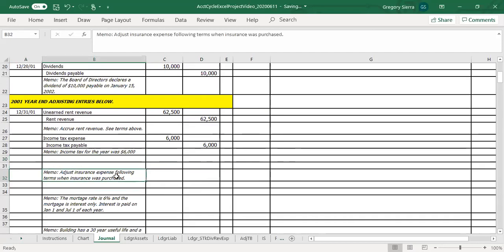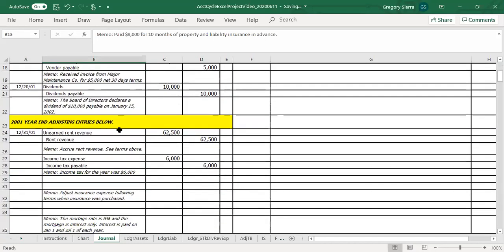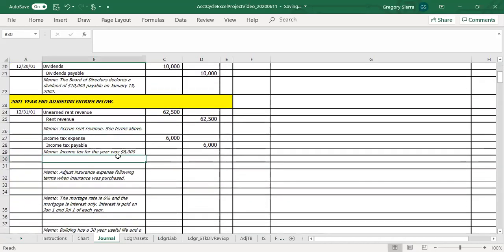Adjust insurance expense. So let's see, 8,000 for 10 months, and we have 5 months again, but let's start with the accounts. You increase expenses with debits, and we're going to reduce. So up here with income tax, we recognize the expense, increase the liability. Here we have insurance expense, which is still a debit, but we had the asset prepaid insurance. So it's a credit, but we're reducing an asset.